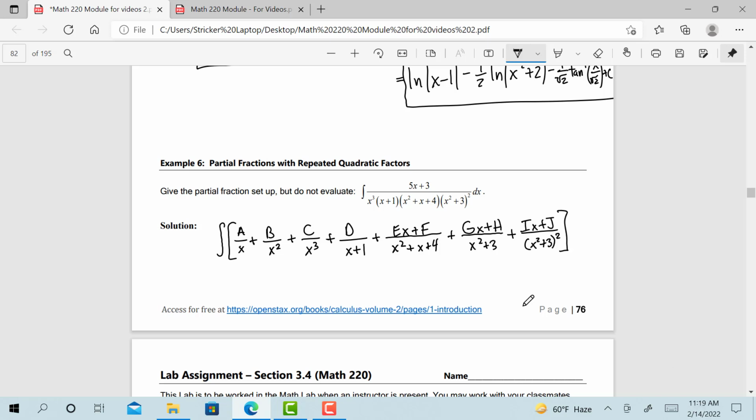And we don't want to try to evaluate this or find out what all those constants are. This was more just practicing how we go ahead and decompose.